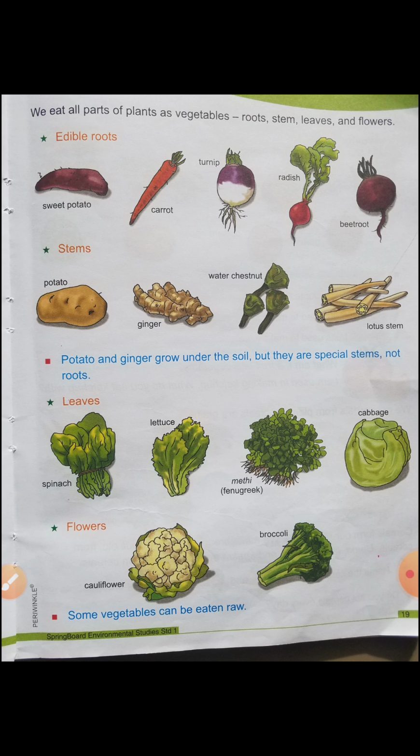These all come from different parts of the plant body, and we have also studied that there are certain parts of the plant: the root part, stem part, leaf part, and flower part. So whatever we are eating in day to day life as vegetables comes from the different parts of the plant body.